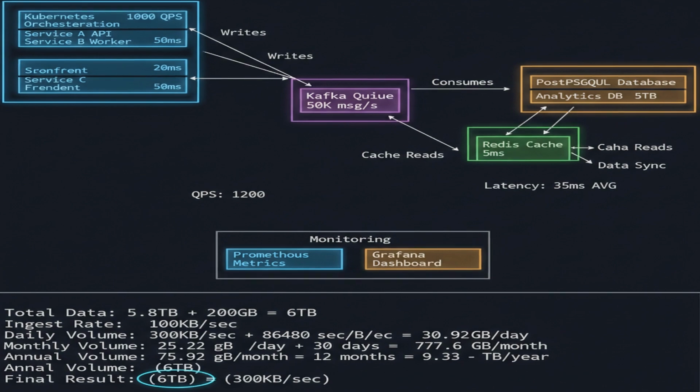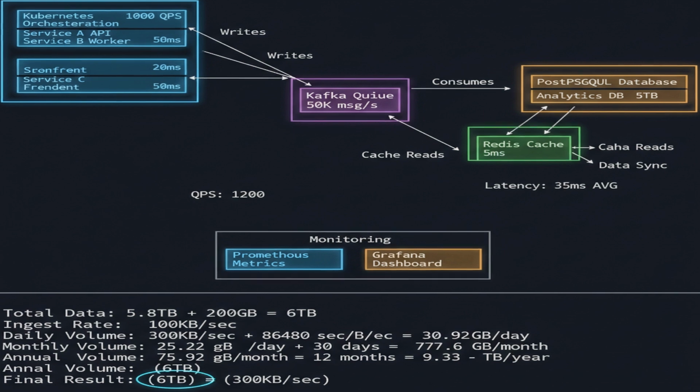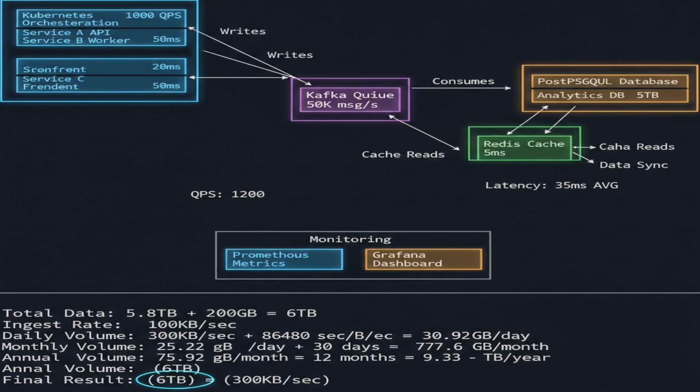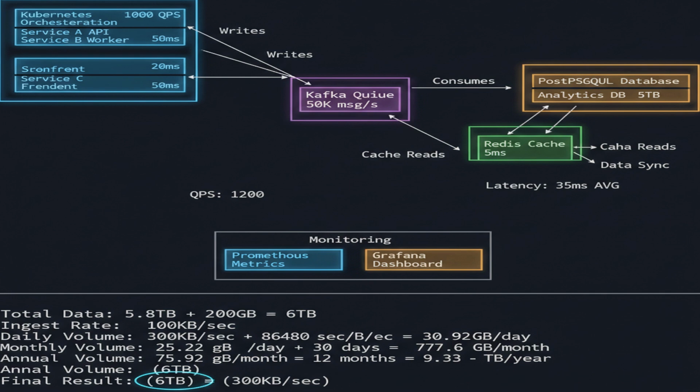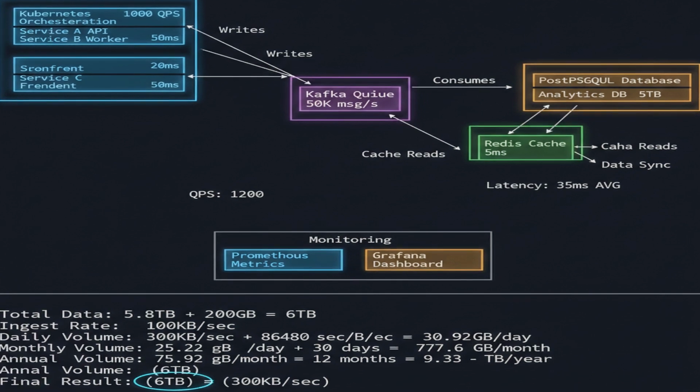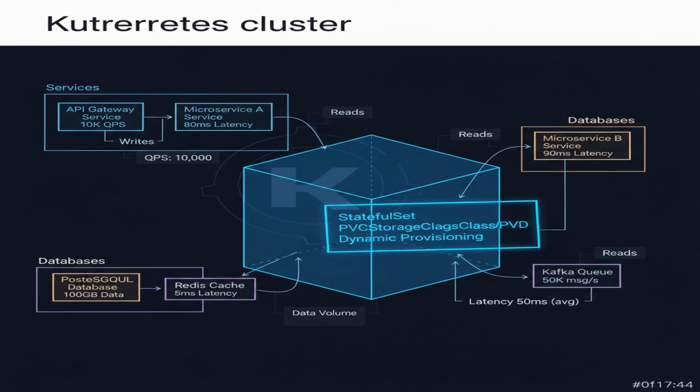Remember this, it comes back later when we discuss volume snapshots for backups. If we have 1,000 QPS, that's 86.4 million queries per day. Each query might read 1 kilobyte of data, so that's 86.4 gigabytes of read data per day. Now that we understand the requirements, let's design the architecture.